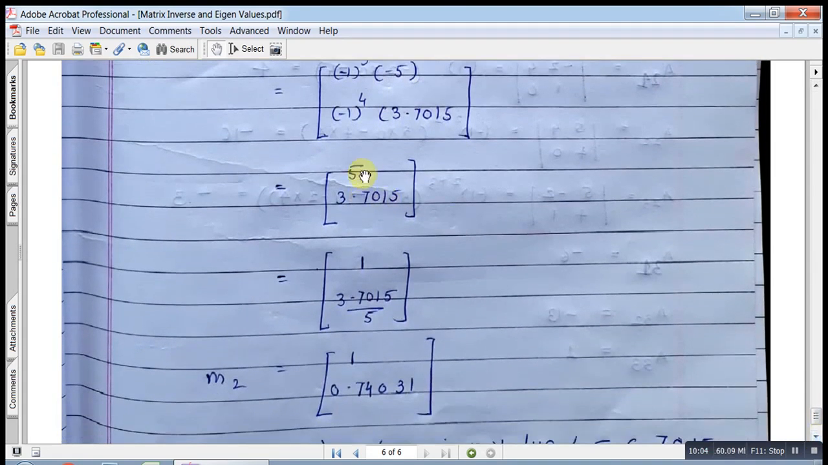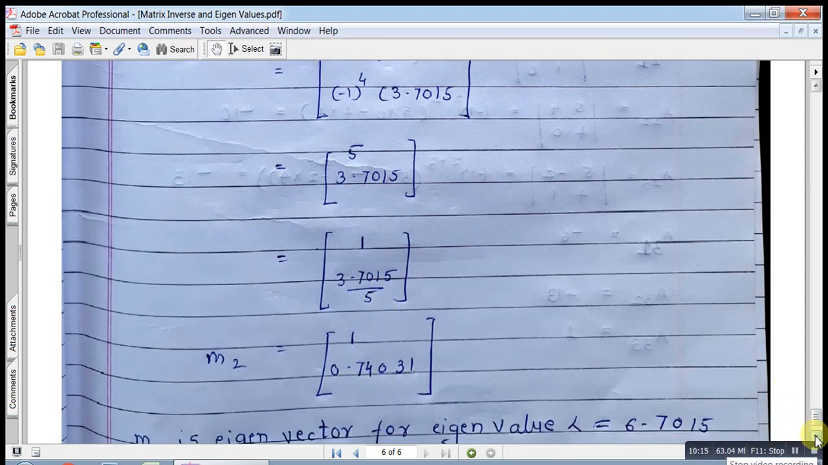So M2 is the eigenvector for the eigenvalue lambda 6.7015. This answer by method 2 and the answer by method 1, you will get the same. If you check it, you will get the same.